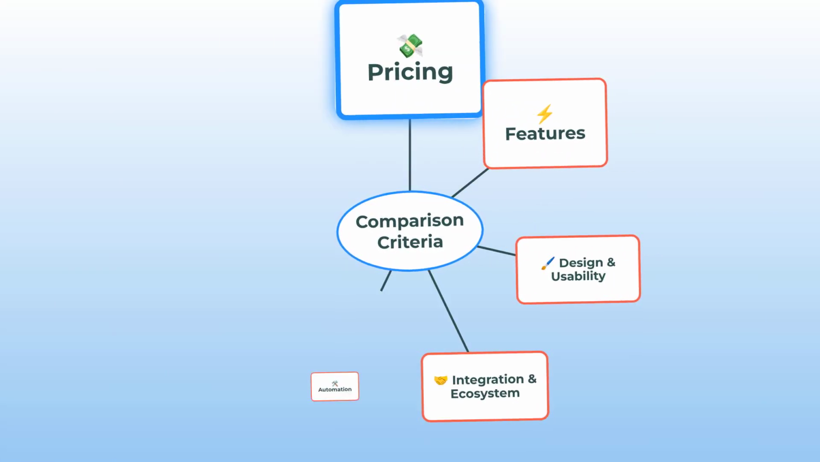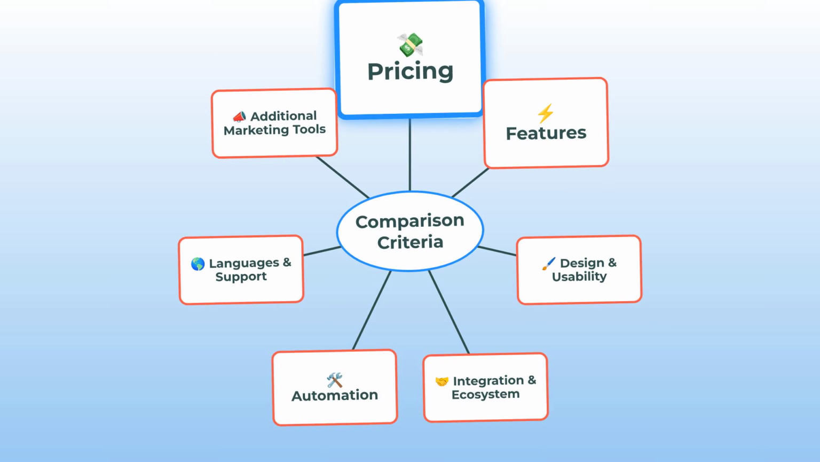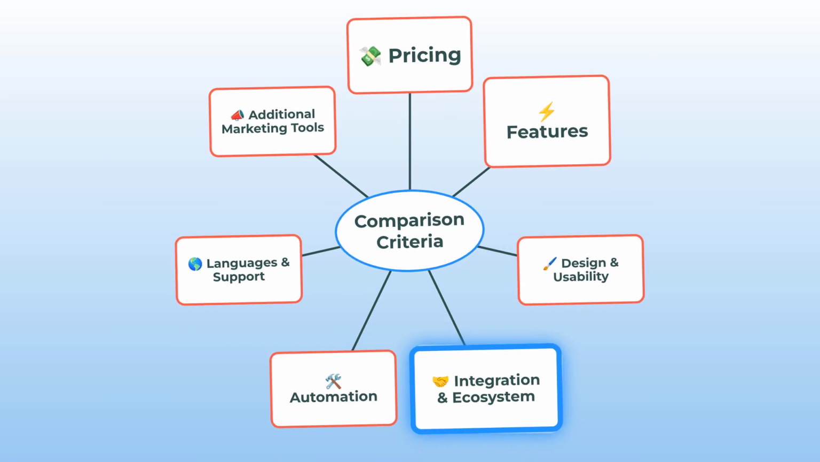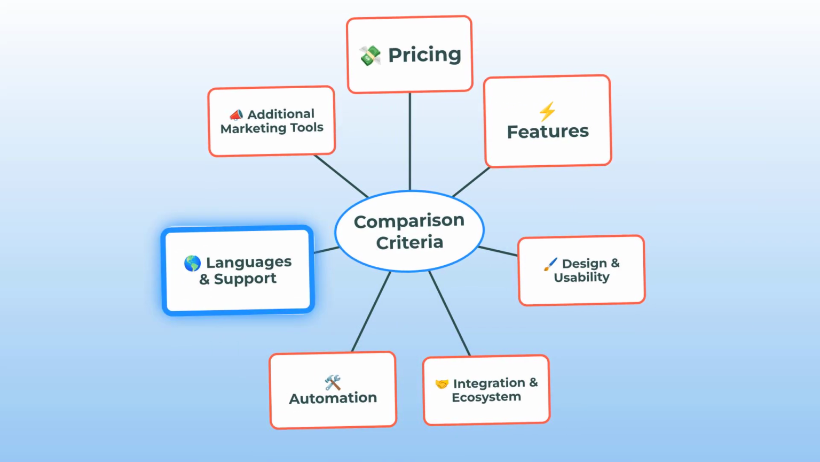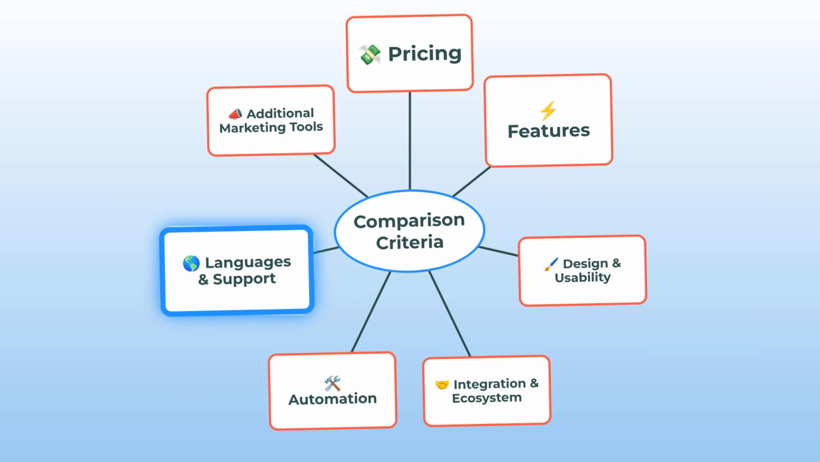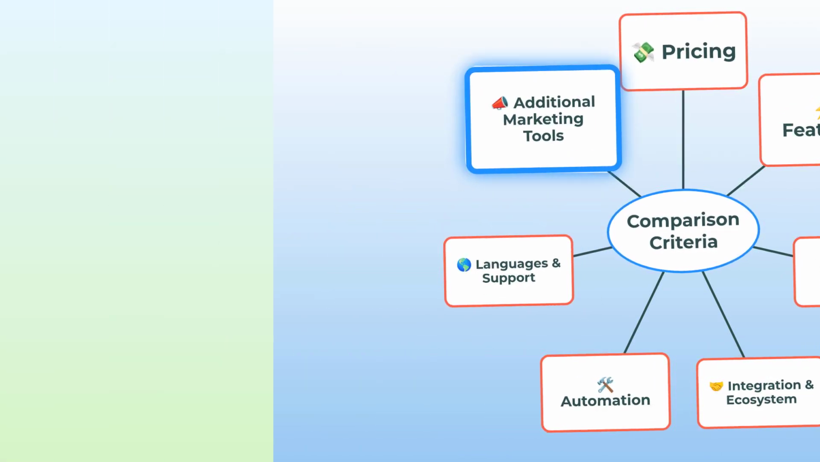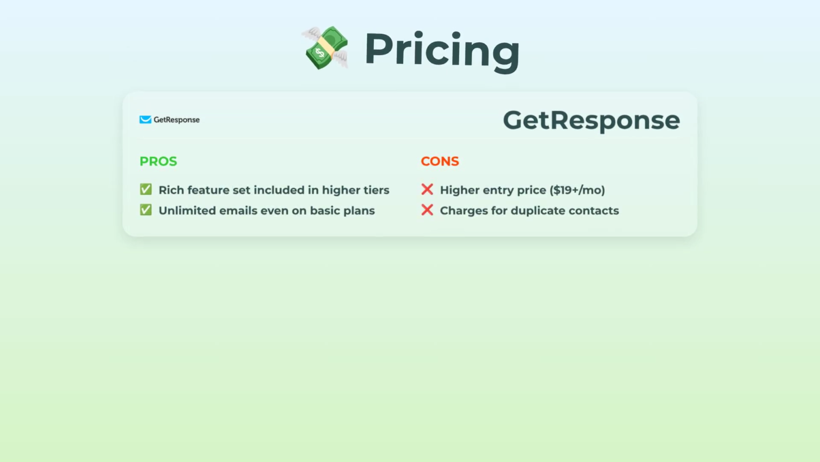First up, pricing, because everyone's got a budget. Then we've got features, design and usability, integration and ecosystem, automation powers, languages and support, and those little bonus marketing tools. We're hitting all angles. Ready? Let's go. All right, let's talk money first.